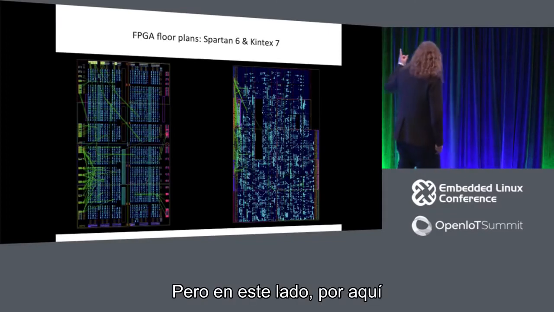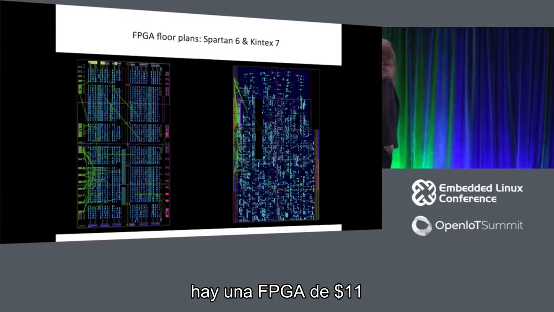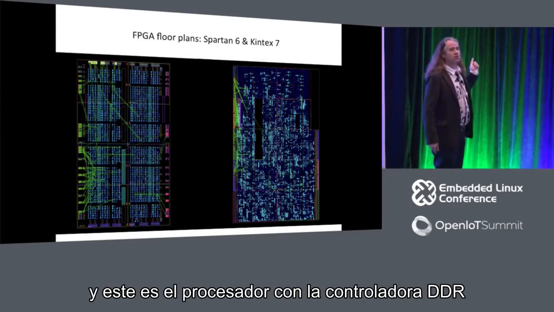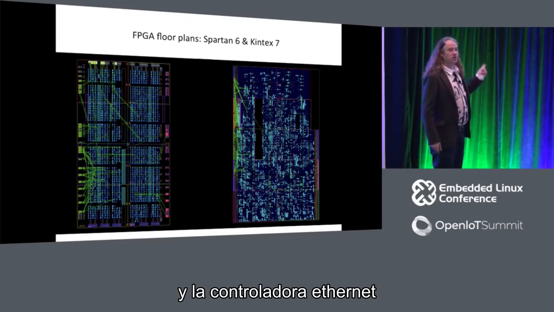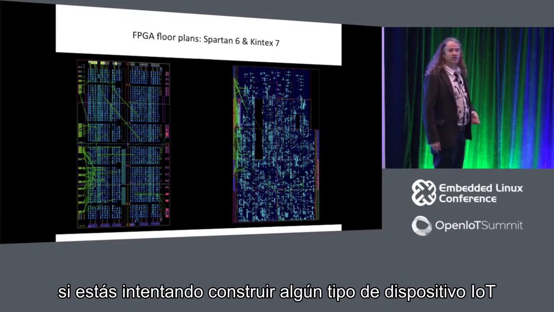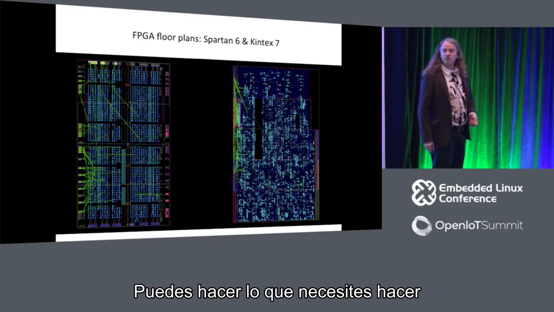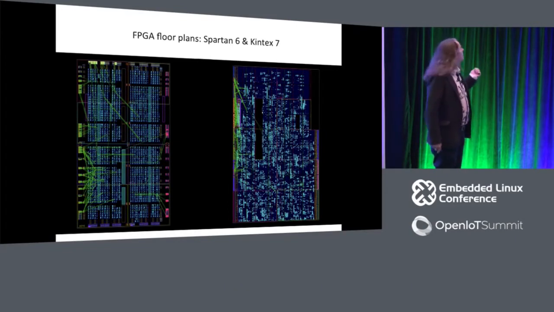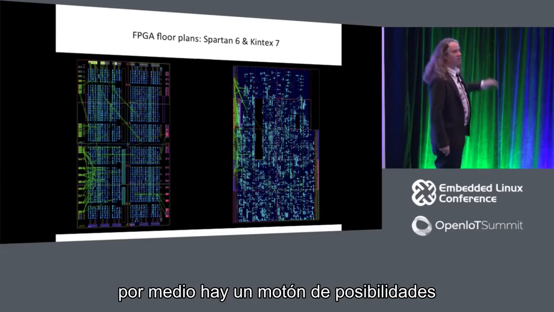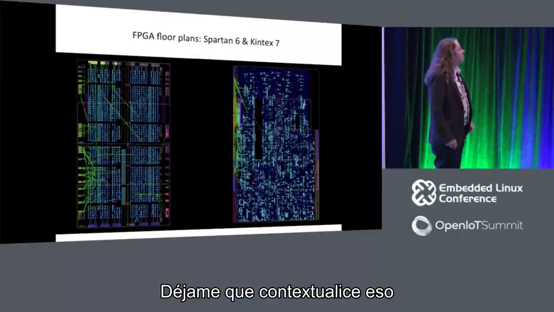But over here is an $11 FPGA. And this is a uniprocessor with a DDR controller and an Ethernet controller on it. So this is a practical choice if you're trying to build some kind of IoT device. You can do anything you need to do for processing, but you can't put a DSP. And in between, there's a bunch of different options. Let me give a little more context for that.